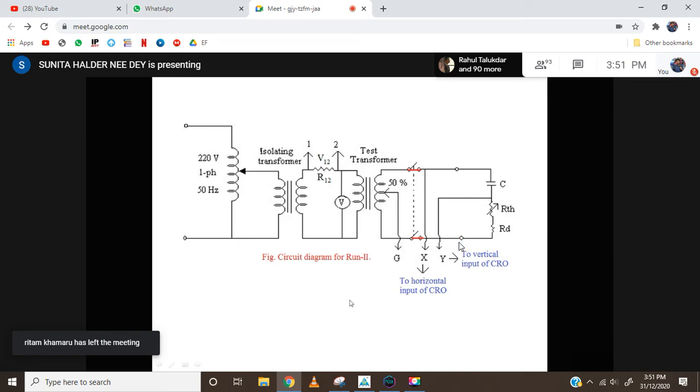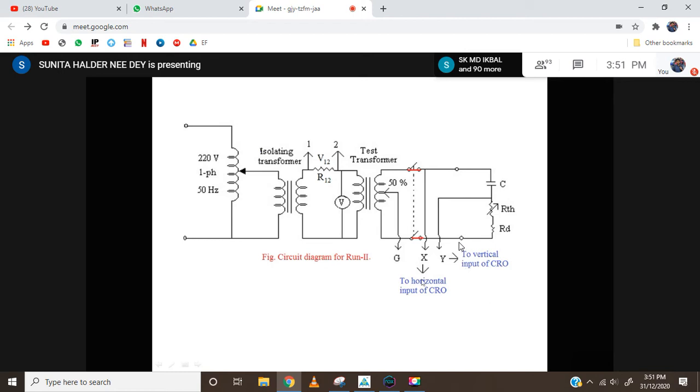Ma'am, can you repeat one more time? Have you understood how this X and Y terminal has come out? If we measure VGX, it is nothing but the secondary voltage E by 2, is it not? Yes. And VGY is nothing but this E by 2 plus the voltage drop across C, is it not? Yes. So anyway, we can get two voltages: one is VGX, the voltage between the terminal G and X, and another is VGY, the voltage between the terminal G and Y.